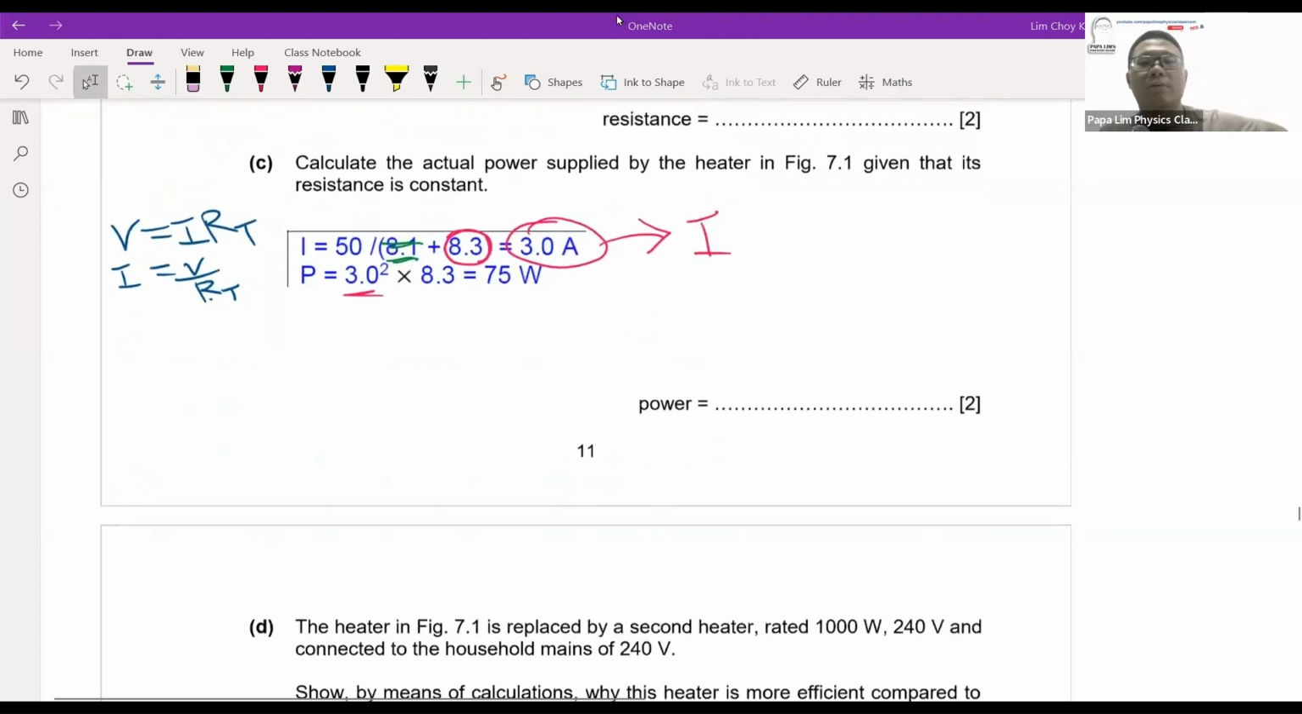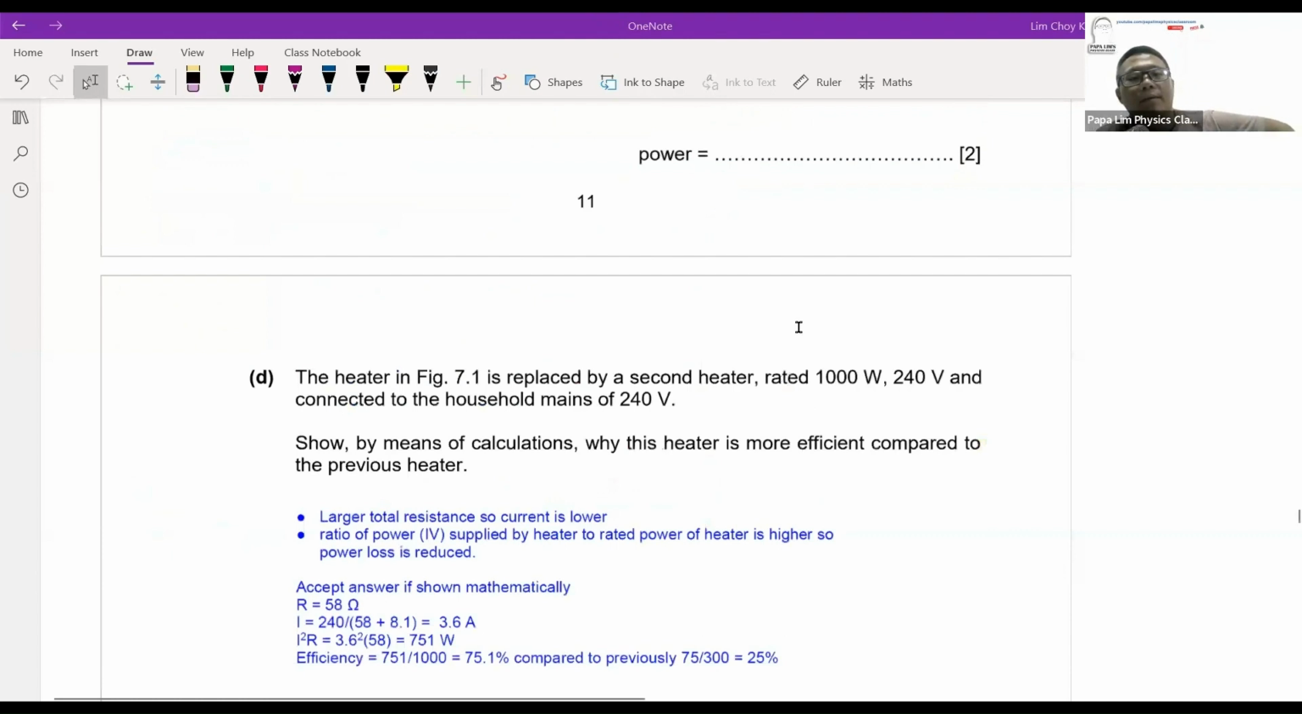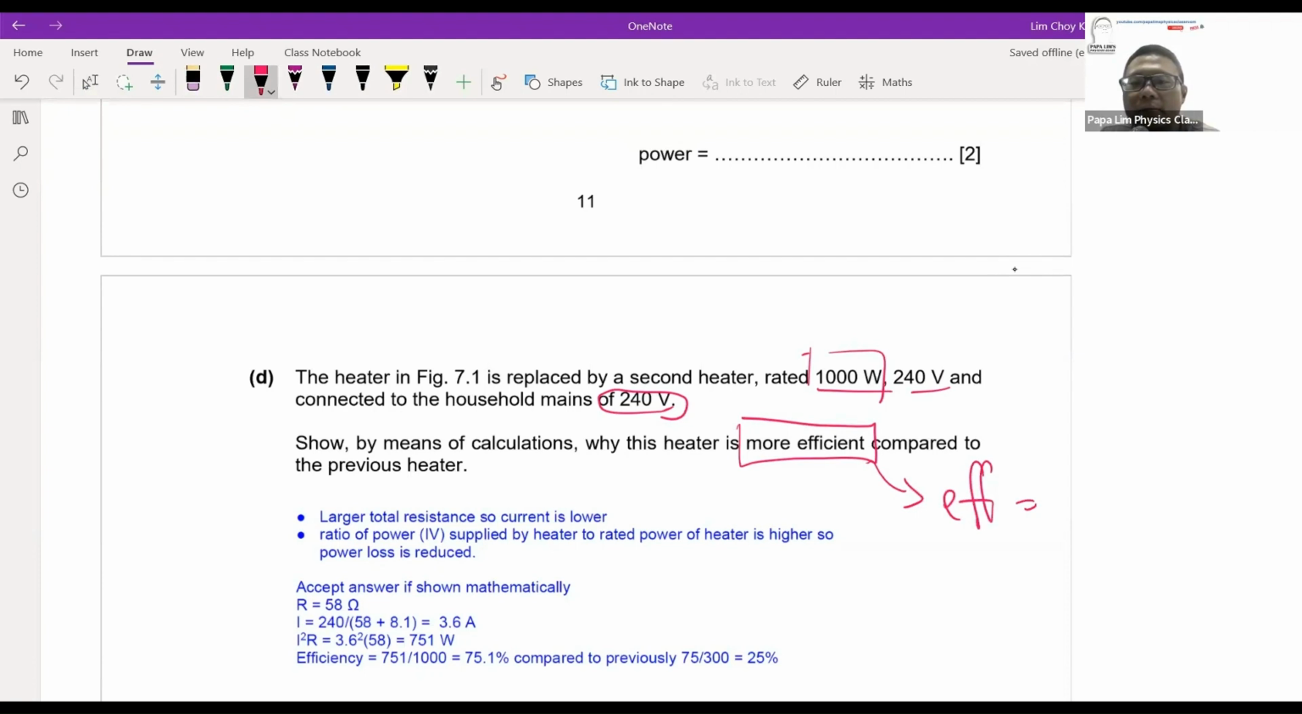Now the heater is replaced by a second heater, rated 1000 watts, 240, and connected to the mains of 240. Now the mains and the heater actually change. Now efficiency, we are looking at here. Efficiency, we are looking at useful power. The most basic formula: useful power divided by the total power input.